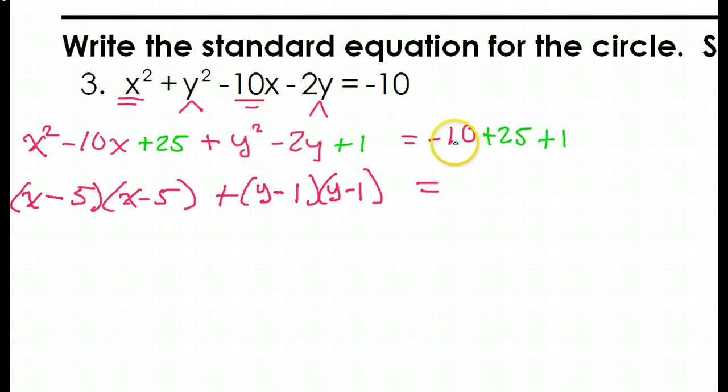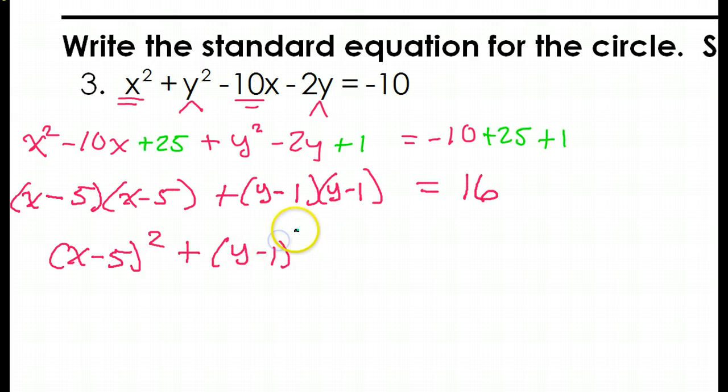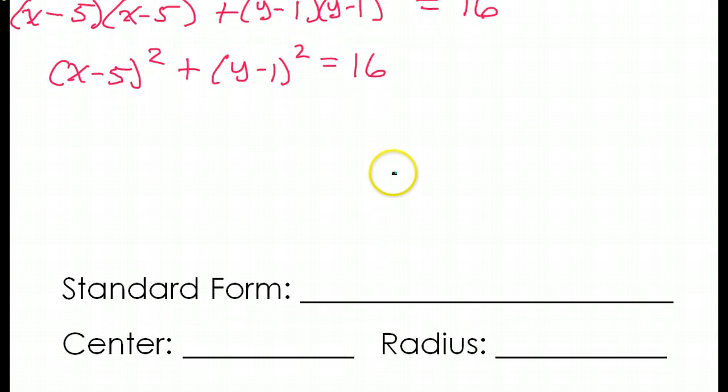Well, let's see. Negative 10 and 25, that's 15, plus 1 is 16. So that means I have x minus 5 squared plus y minus 1 squared is equal to 16. So that is the equation. I guess I'm supposed to write it down here.